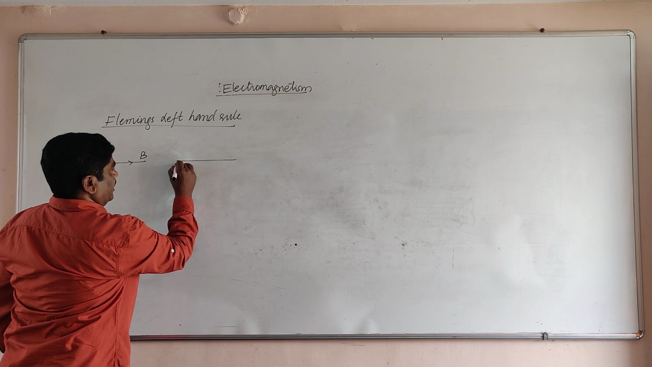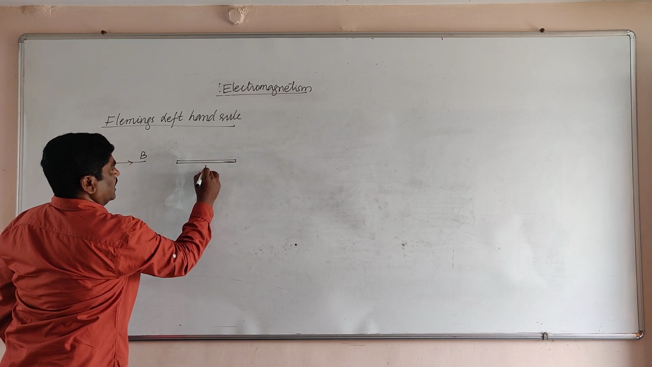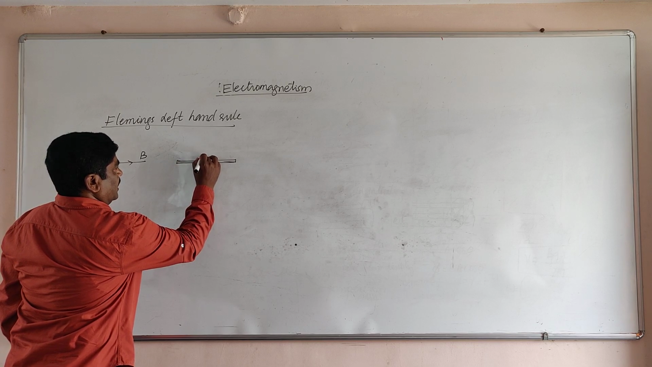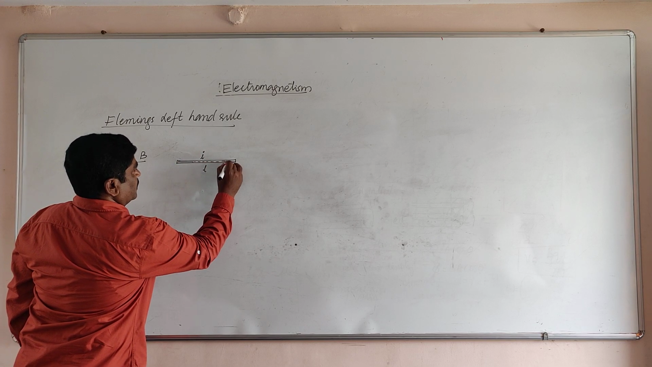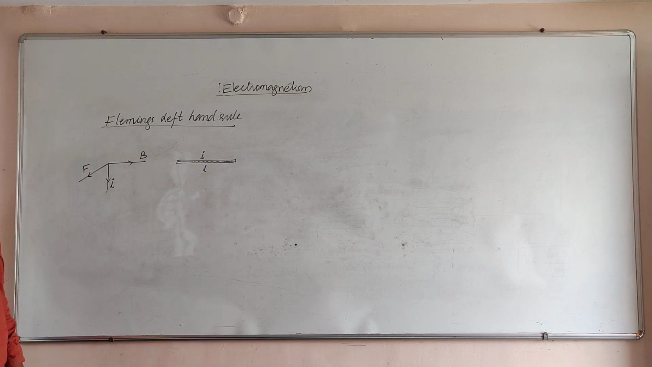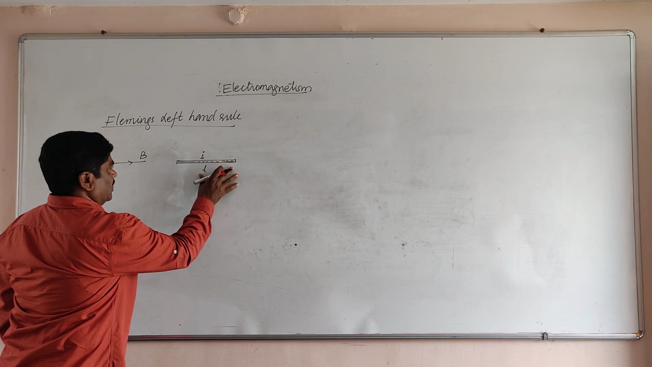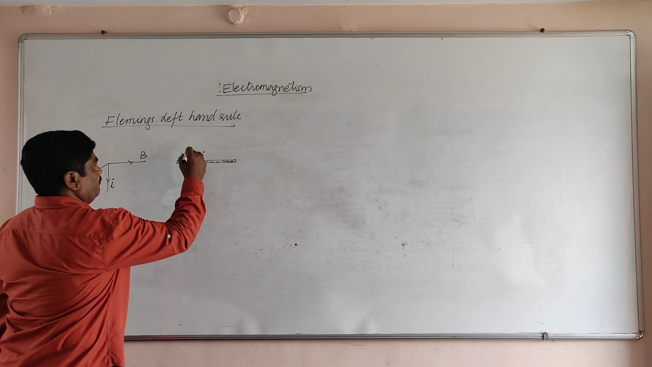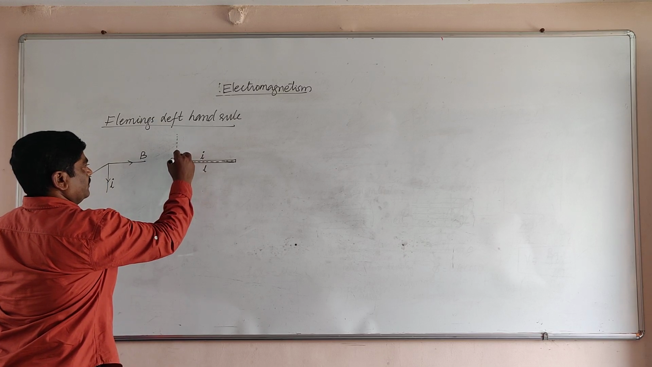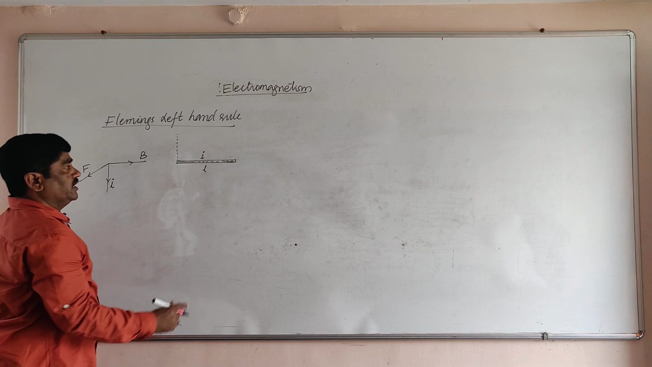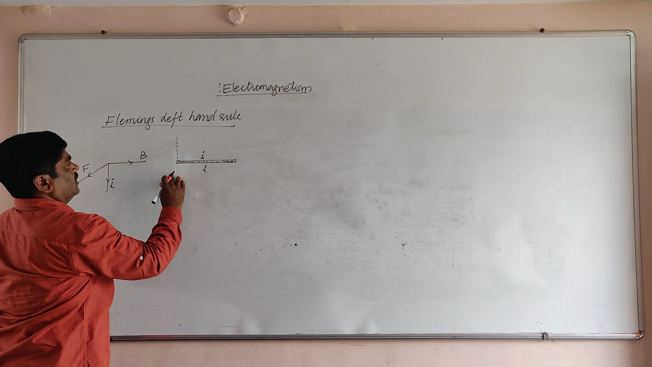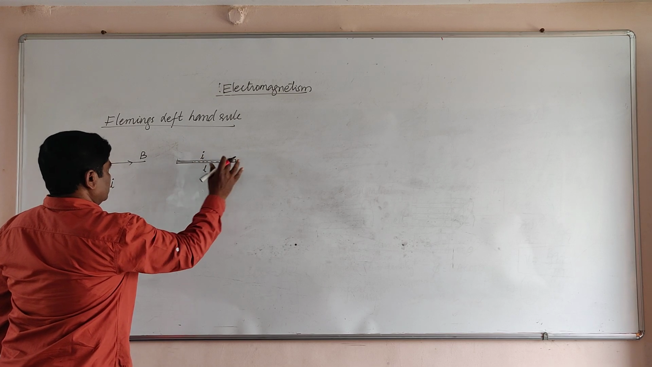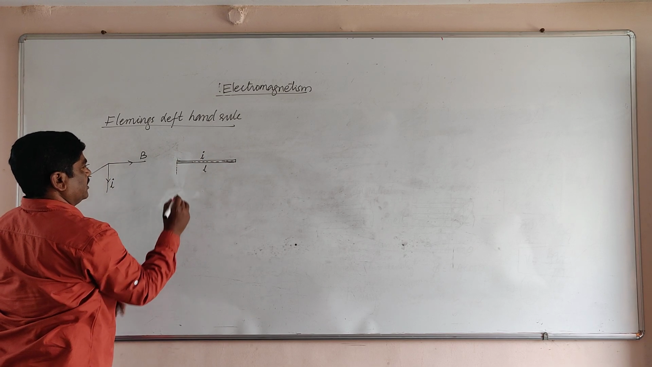That means it explains that whenever a conductor of length L, carrying a current I, you can expect the current is carrying like this, is kept in the magnetic field, perpendicular to the magnetic field, you can say. So the magnetic field you can expect like this. Then the force acts on that particular conductor when this is the direction of the current and the magnetic field is kept like this.